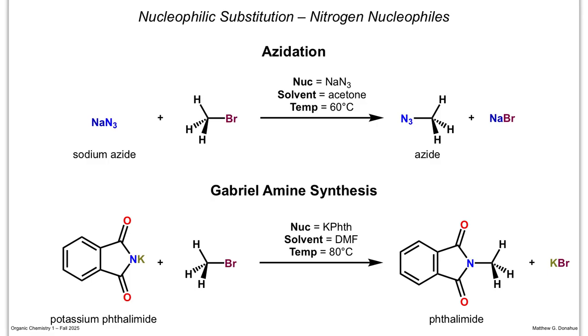So the two main reagents are called sodium azide and potassium phthalimide. These are both ionic compounds. We have a group 1 cation, sodium or potassium. Since those are +1, the nitrogen is balanced off by a -1.